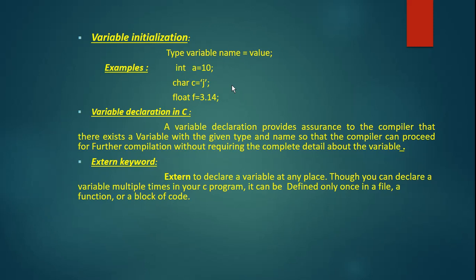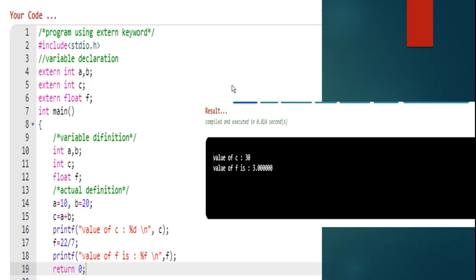The definition must be in a file, in a function, or in a block of code. So let us see the use of this extern keyword and why we use it, with the help of an example. Here I have written a program using the extern keyword.